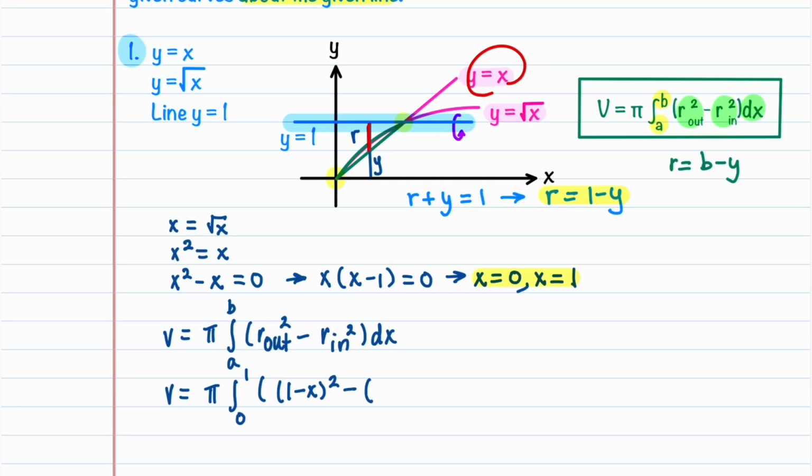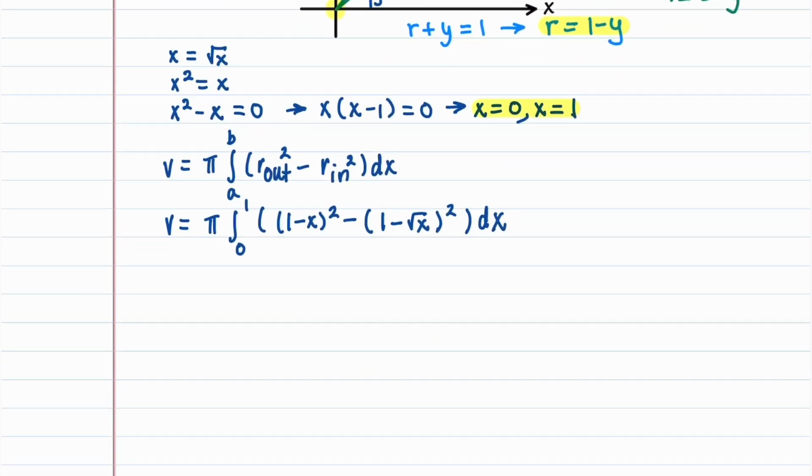And then we subtract off our inner radius. If we go back up to our diagram, this is our inner radius, and it corresponds to the curve y is equal to the square root of x. So using our formula for r, we have (1 minus the square root of x) quantity squared times dx. Now all we have to do is integrate.